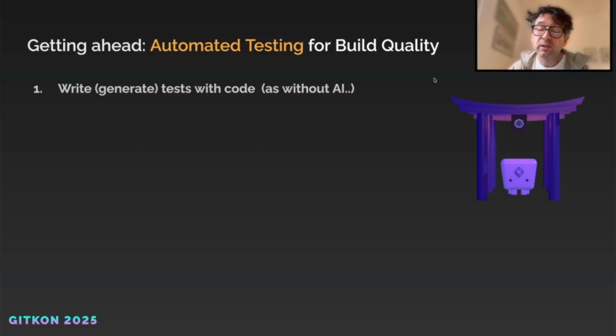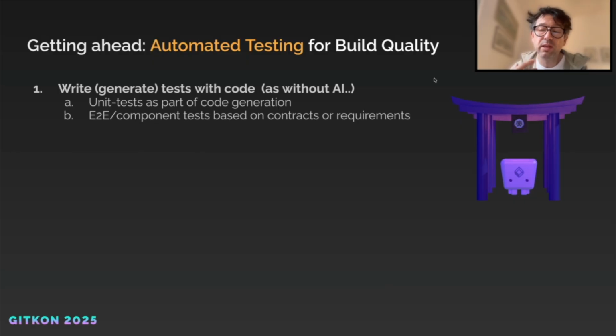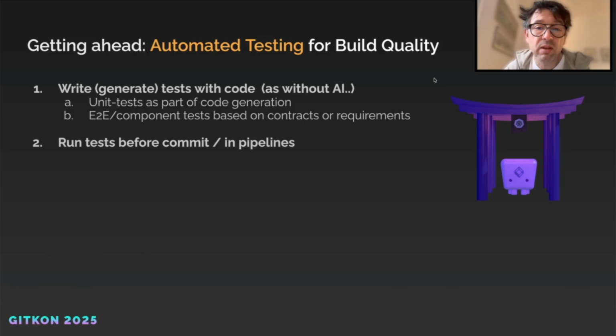So you can, of course, ask AI to generate tests for you. Those could be unit tests as part of code generation. They could be end-to-end or component tests based on the contracts or requirements that you have. Then it's super important to run those tests, the earlier, the better. That's not always feasible, depending on the scope of the test and what the requirements for a testing environment are.